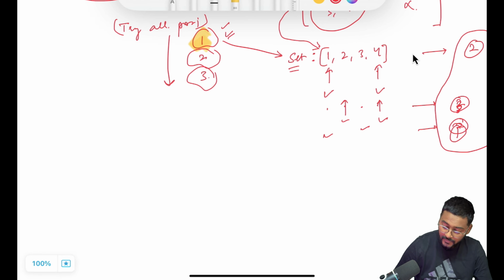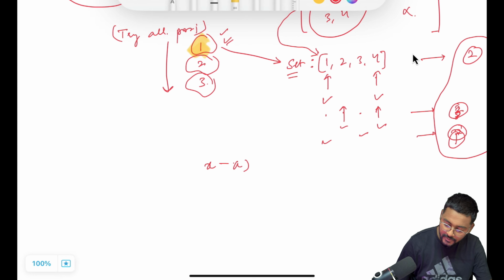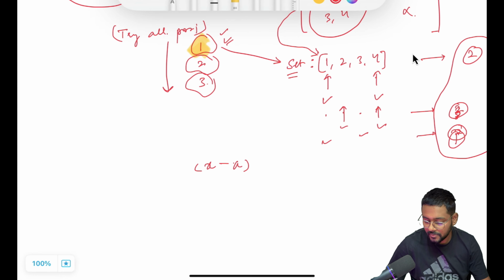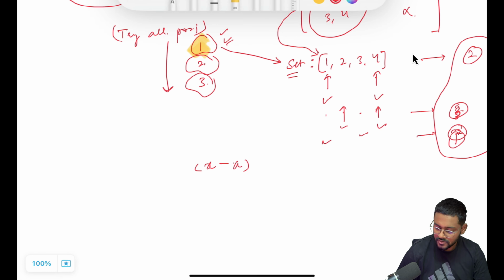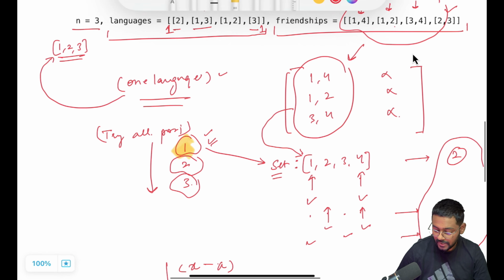I will get to know the number of people who do not know the language is the size of this set. Let's say the size of this set is x, minus the number of people who already know the language 1, which is a. Then x minus a is the number of people I have to teach this language. So this is something I will keep capturing for every single language, and whatever is the minimum one, I will get that.